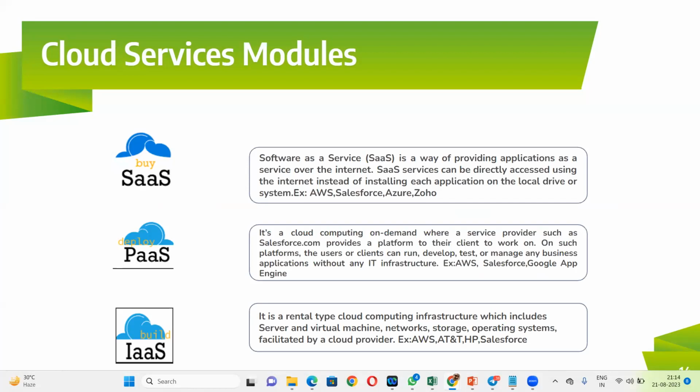All these services will be provided in the form of a service. So a SaaS service can be directly accessed using the internet. You can directly access it through the cloud over the internet. Examples are AWS, Salesforce, Azure, Zoho, so many companies I can give you. Even in AWS, the entire infrastructure has been created as a service. In case you want to create an instance, I can create an EC2 instance.